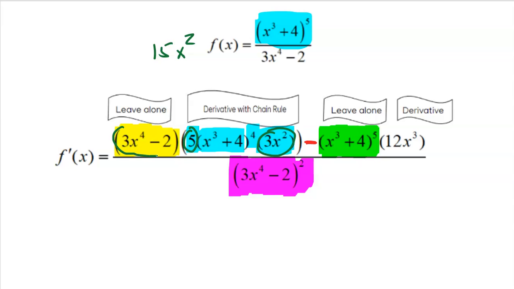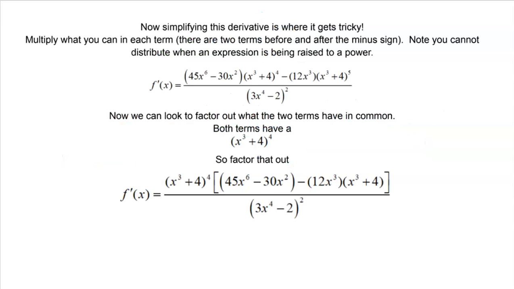Then because this front value right here is raised to the first, I can distribute inside of that. So I can get a 45x to the 6 minus a 30x squared. I cannot distribute into this guy right here because he has that fourth power. Now in the back, once again, I cannot distribute because of the fifth power, so I just move the 12x cubed to the front, just because it makes it look a little nicer.